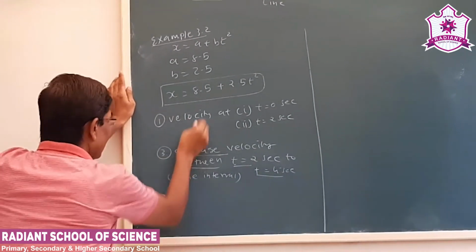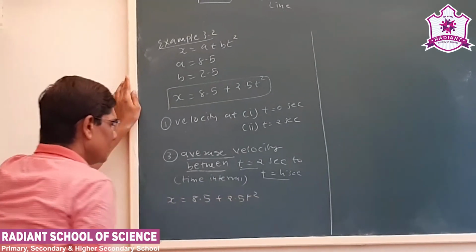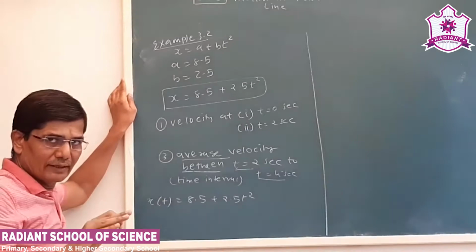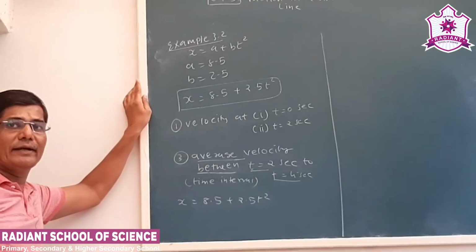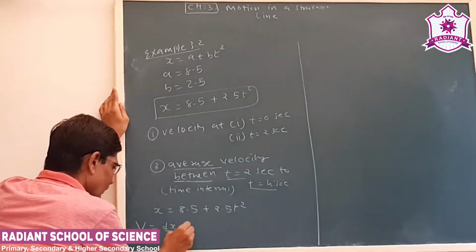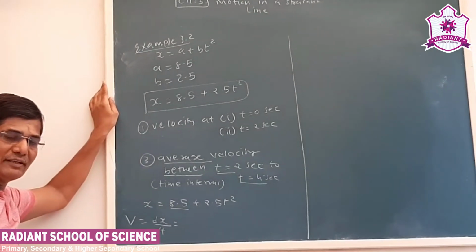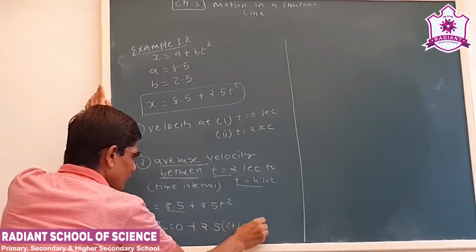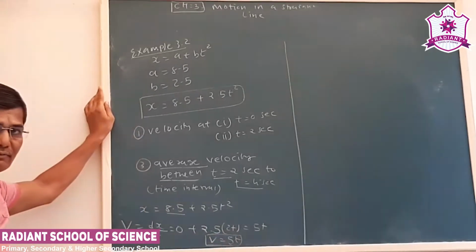Now here we are given x is 8.5 plus 2.5 t square. Now sometimes it is given as x, sometimes it is mentioned as x(t). See, the meaning of both is the same. Now see, for instantaneous velocity we have to go for derivative, that is v is equal to dx upon dt. Now see, 8.5 is a constant term. It does not contain a term with t, so the derivative is 0. 2.5 here is constant. The derivative of t square is 2t, that is 5t. So what is the equation of the velocity for the instantaneous velocity? v is equal to 5t.